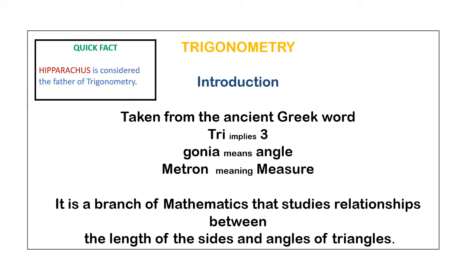Do you know Hipparchus is considered the father of trigonometry? Because he is the first person who established the relationship between the length of sides and angles of a triangle. Later on, a lot of work was done in this field, because of which a separate branch of trigonometry was made, because it dealt completely with right angle triangles, and it became an important part of mathematics.